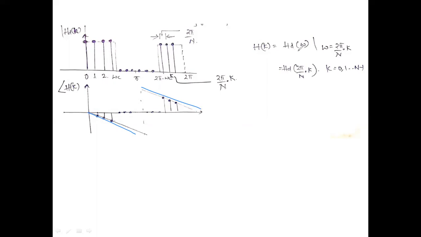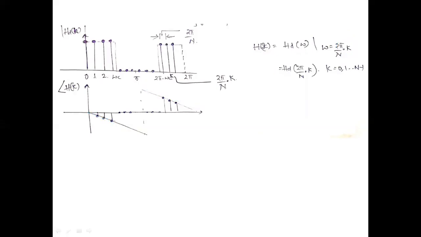So you can see your omega replaced by 2 pi by N. This is similar to the way we derived the DFT from the DTFT, if you remember. Here you can see this is my H of k. It's your H of omega, with omega replaced by 2 pi by N into k. So that's the method.